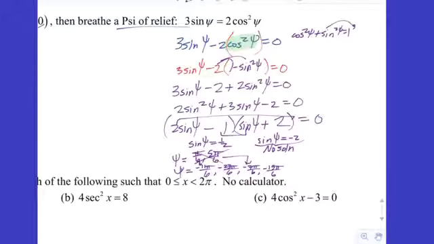Sigh of relief? And now it's over, unfortunately.